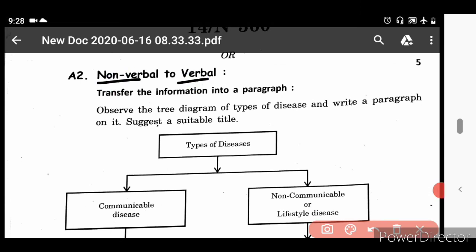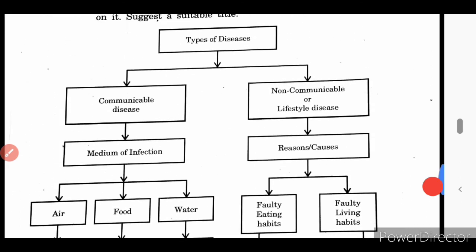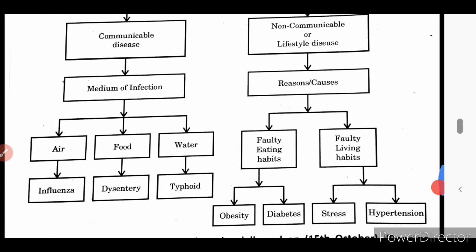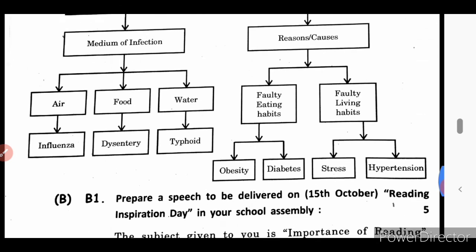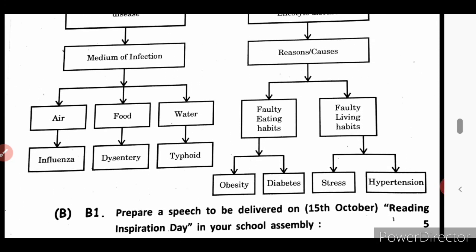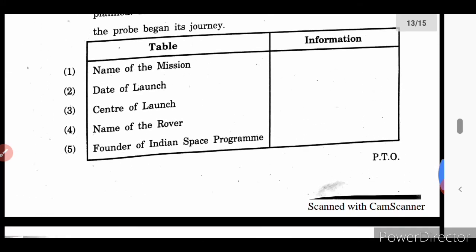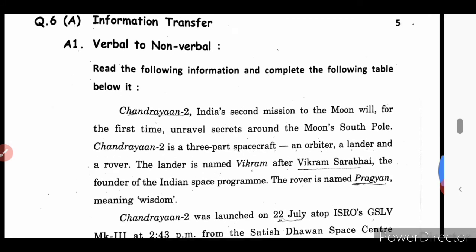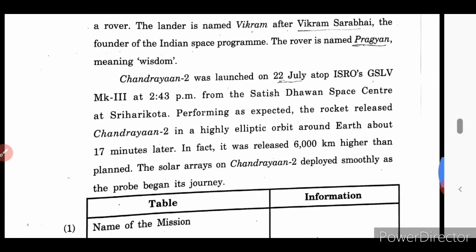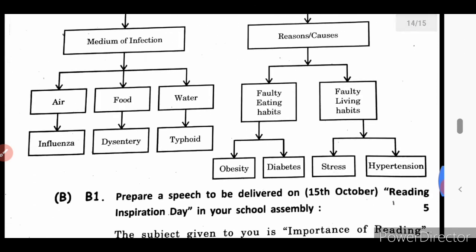Non-verbal to verbal, we have to write from the chart. We have to write a paragraph like this: a figure is given here, and from this figure, from this chart, we have to convert this information into a passage. This is called non-verbal to verbal. But verbal to non-verbal saves your time and gives you marks. Verbal to non-verbal, from passage to chart.